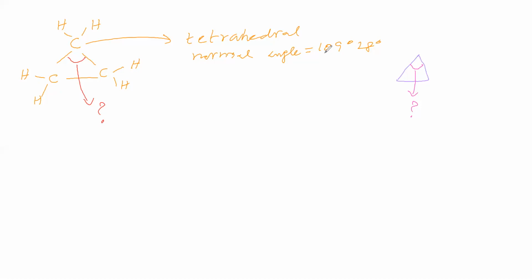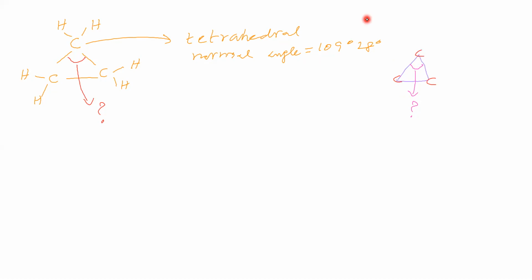Cyclopropane contains 3 carbon atoms, 1 carbon at this corner, 1 carbon at this corner, 1 carbon at this corner. If you join these 3 corners, you get a triangle. Which triangle? Experiment says equilateral triangle. Why? Because this bond length equals this bond length equals this bond length. Therefore, it is an equilateral triangle.